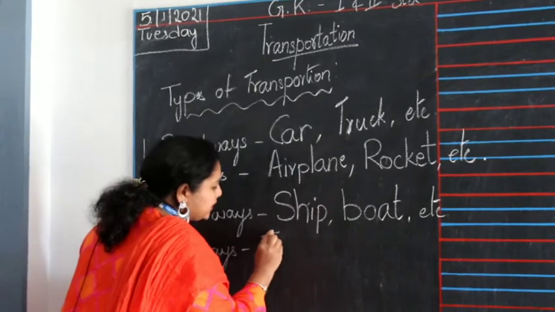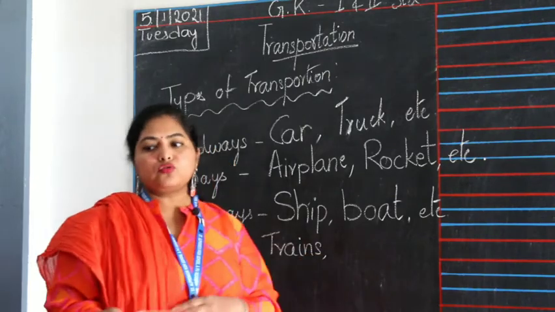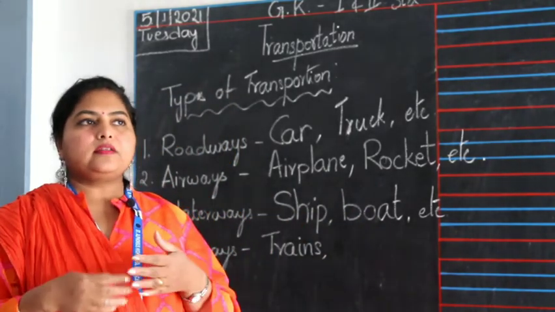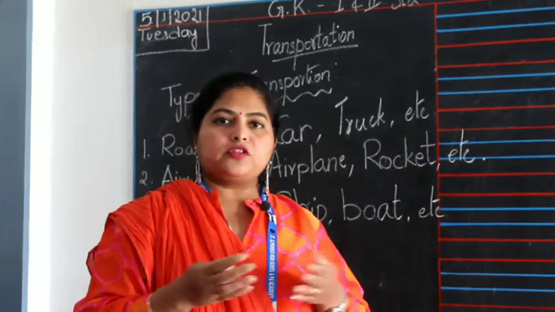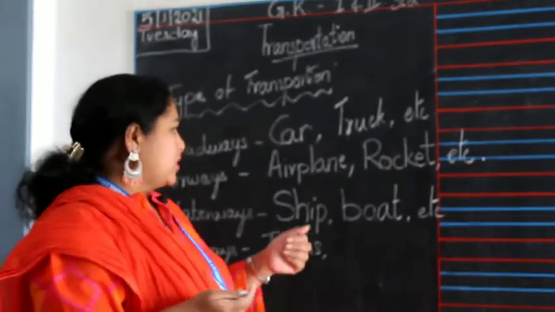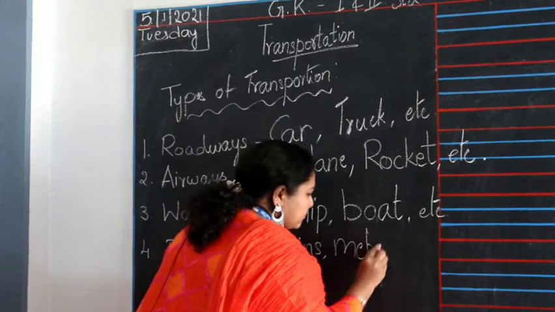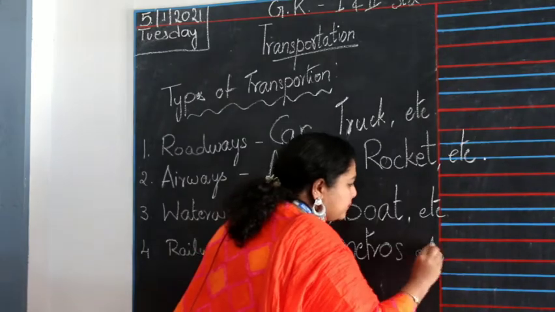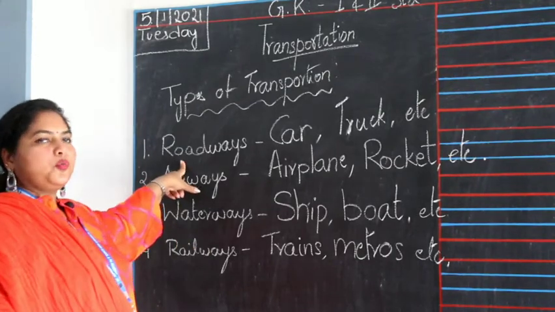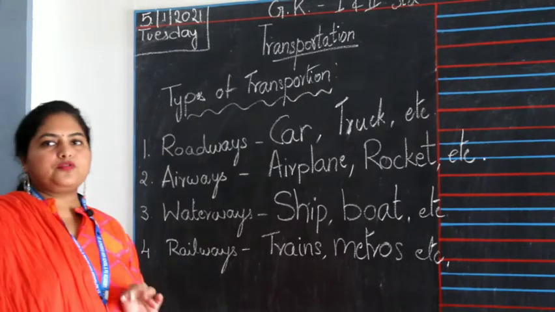So railways, trains, and we also have some goods trains which carry not just people or passengers but also goods, and there are trains which carry petrol and all that from one state to another state or from one place to another place. Okay, so trains are one of those examples. Metros, etc. Okay, so these are the different types of transportation. Number 1, roadways. Second, airways, waterways and railways. So these are 4 types of transportation.